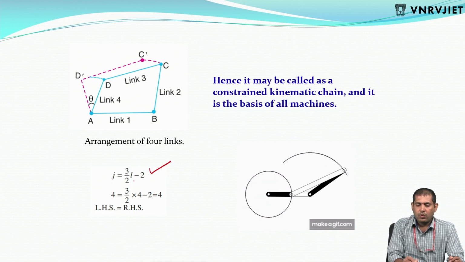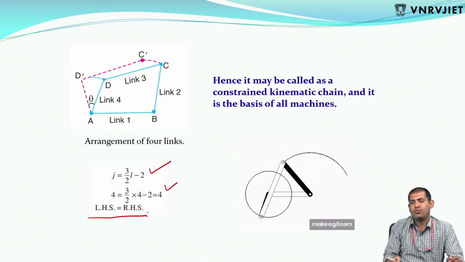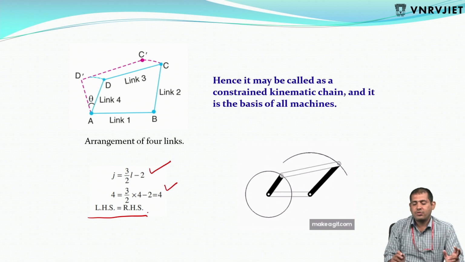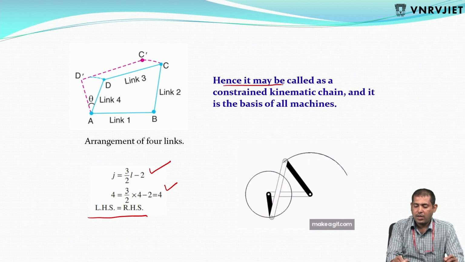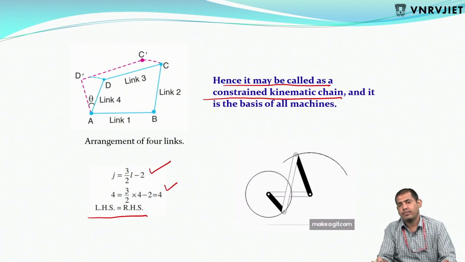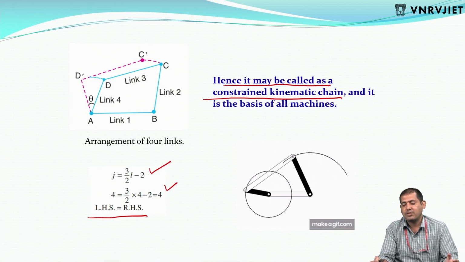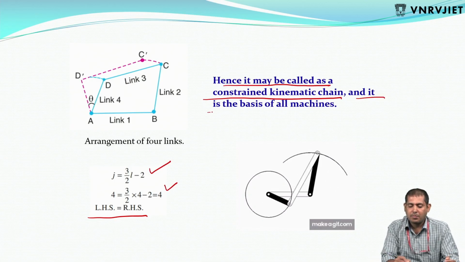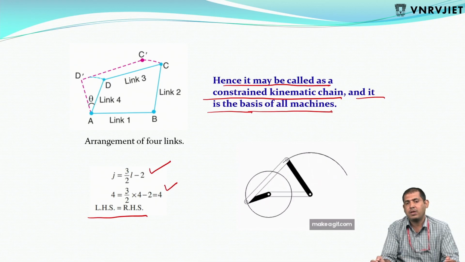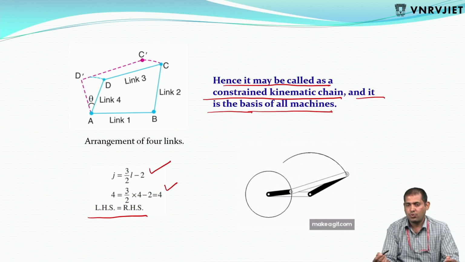J is equal to 3/2 L minus 2. If you do this, you will get LHS equal to RHS: 4 is equal to 4. Such type of chain may be called a constrained kinematic chain. What is this constrained kinematic chain? It is the base of all machines, meaning it forms only one motion. If there is some input, some output is produced.